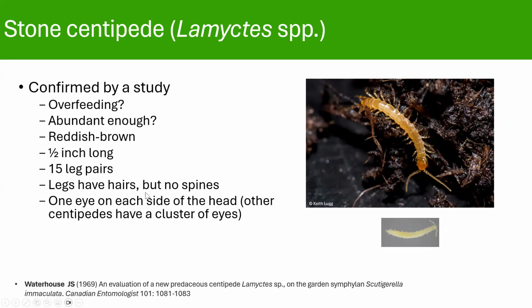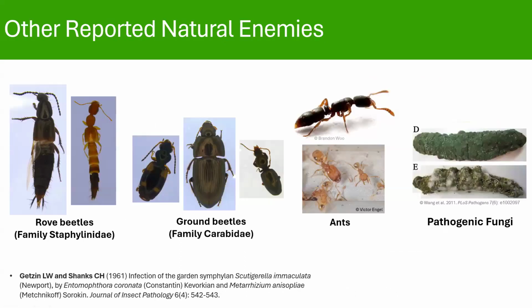And if you want this specific genus, here's some other characters you can look at, but I'm not going to go through those details. Generally speaking, any small centipede is probably going to be a decent predator for the Symphylans. So have a look for those in your environment if you want. Here's a couple others, types of predators that have been mentioned in the literature.